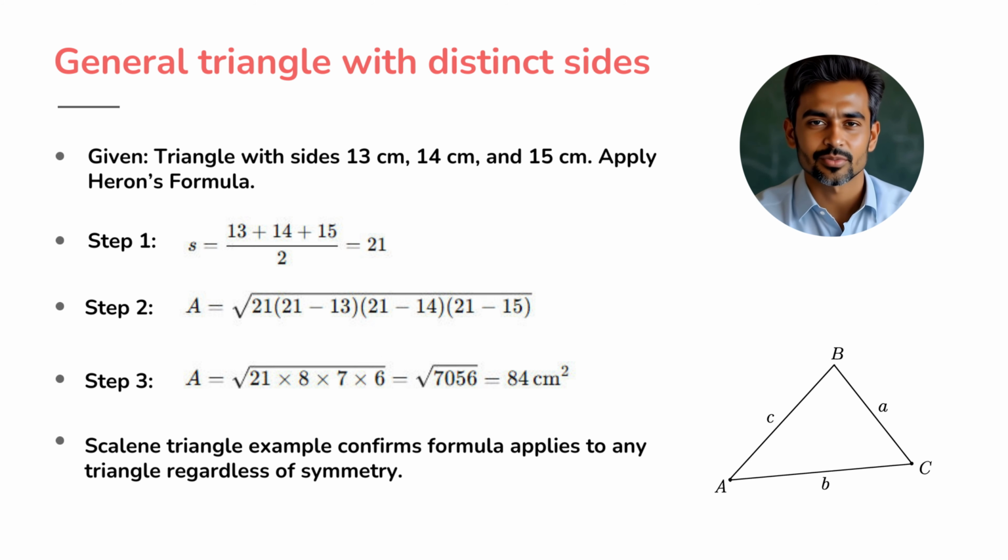This example confirms that Heron's formula works perfectly for any triangle, scalene, without equal sides. Try to picture the scalene triangle with the 3 distinct side lengths labeled to reinforce the idea.